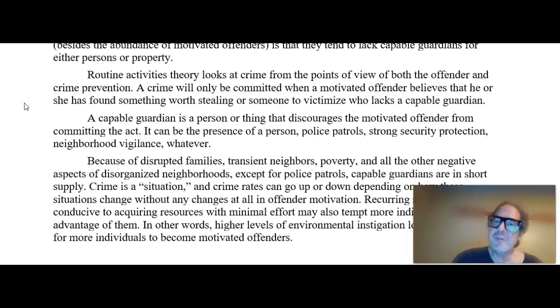It does predict who is most likely to become a victim. So people who are out of the house more are more likely to become the victims of street crime. People who are in the house more are more likely to become the victims of domestic crimes. This also explains in part why young people are more likely to become victims than old people, because they're out more. They're more likely to be out in the streets late at night, where they can become targets.